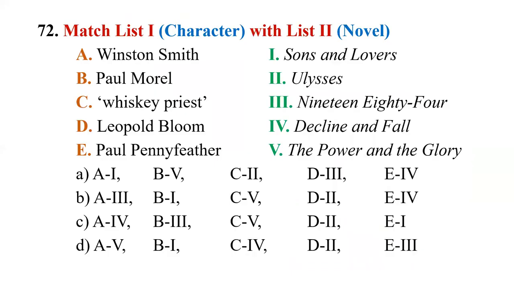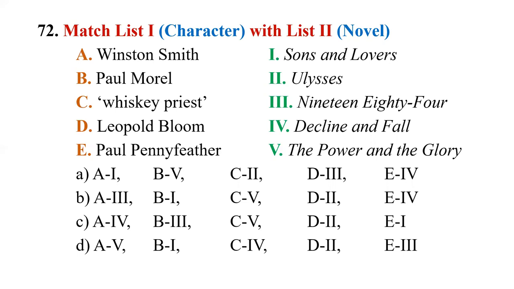So let's go to question number 72. Again, match the following. List 1, we have characters. List 2, novels. So this time we have 5. Top 1, capital A, we have the character Winston Smith, against which we have the novel 1, Sons and Lovers. B, Paul Morel, against which number 2, Ulysses. C, Whiskey Priest, against which we have 3, 1984. Then D, Leopold Bloom, we have number 4, Decline and Fall. Then E, Paul Pennyfeather, against which we have 5, The Power and the Glory.